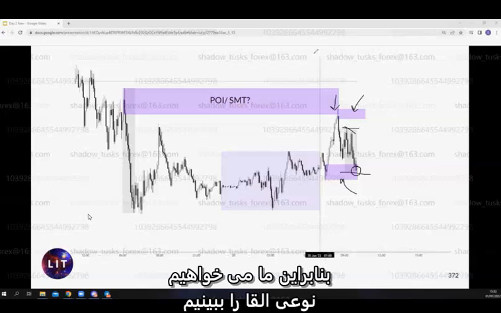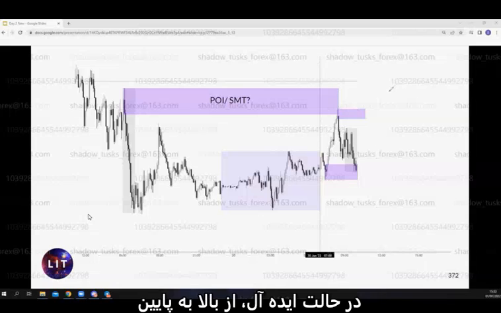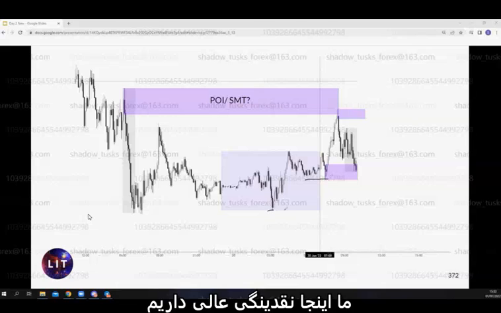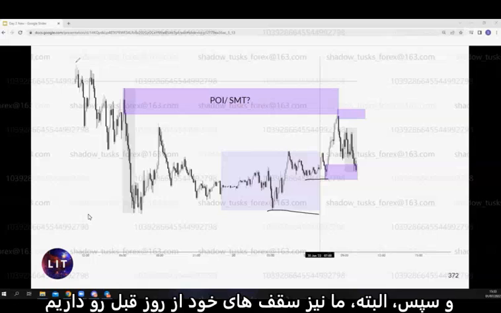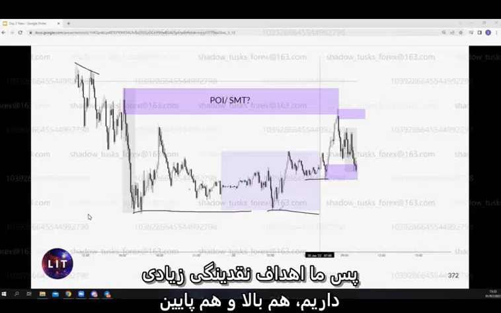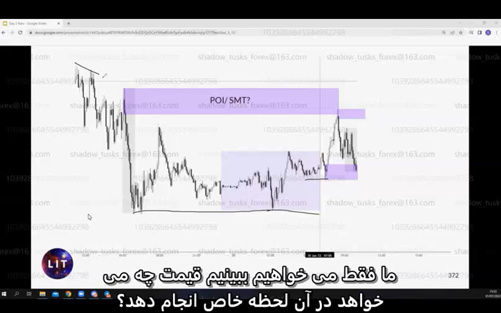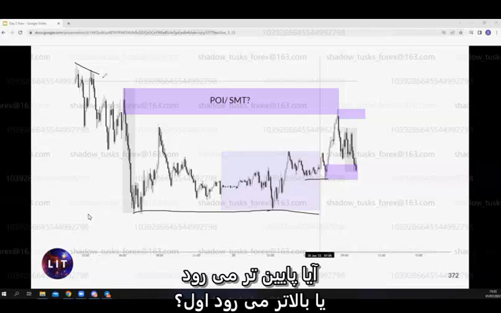So we want to see some sort of inducement, ideally high to come low. Why is that? We have perfect liquidity here. We want to take out Asia low essentially. And then we also have our highs from the previous day. So we have a lot of liquidity targets, both high and low. We just want to see what price wants to do in that specific moment. Does it go lower or does it go higher first?